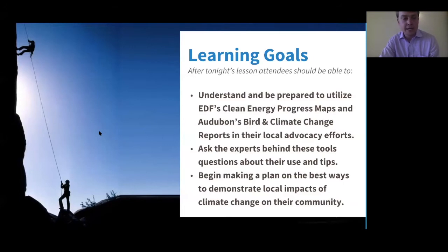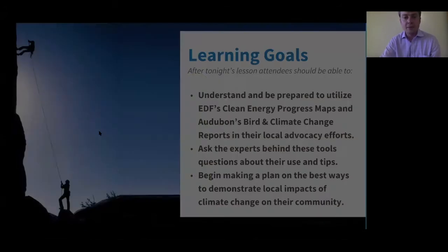Thank you. So a quick review, what we're hoping people can take away from tonight's lesson is really the following threefold goals. First, we want to make sure that attendees understand and are prepared to utilize EDF's clean energy progress maps in their local advocacy efforts. We also want to provide time to ask the experts behind the design of these tools the specific questions that you have about their use, and the tips that they've had already seeing them field tested. And then lastly, we want to begin making a plan, and we encourage people to start doing that even as the webinar progresses, of the best ways you can demonstrate these important local impacts of climate change in your own community to really fully leverage the tool's storytelling ability.